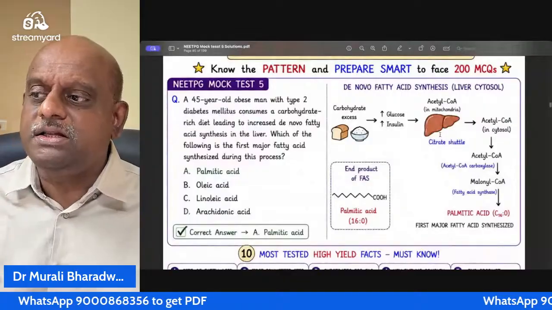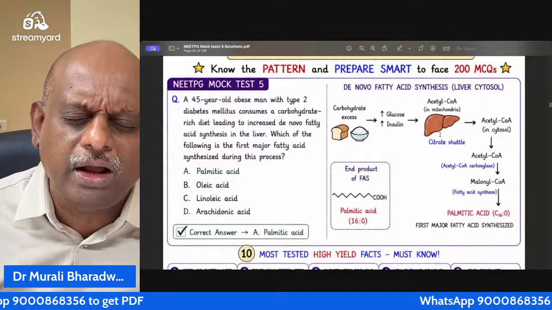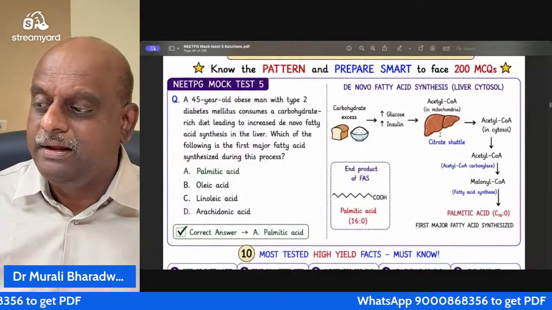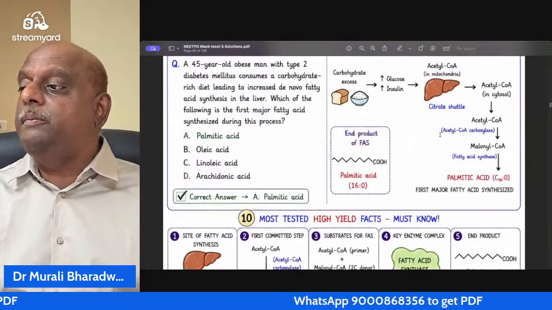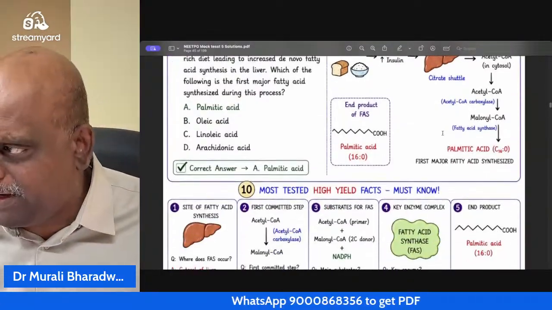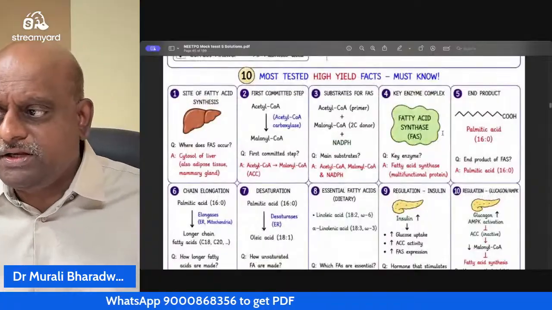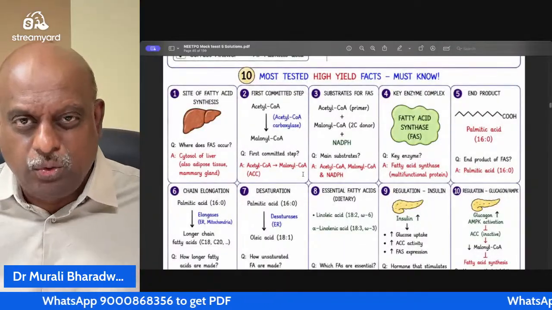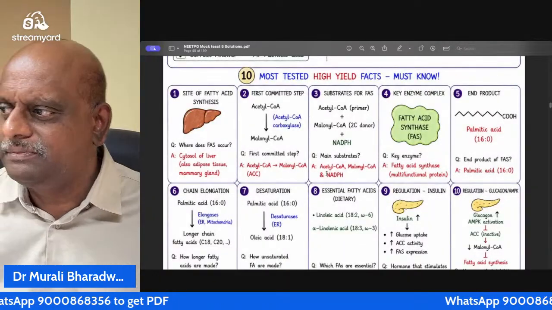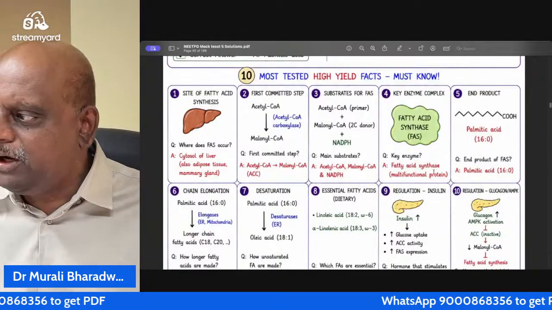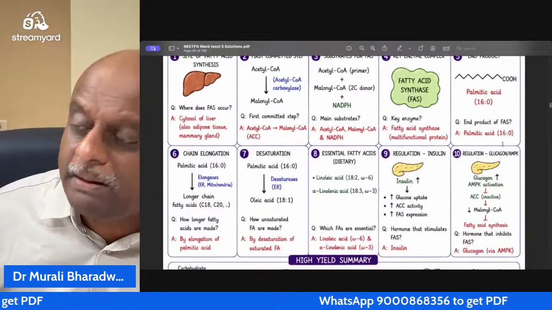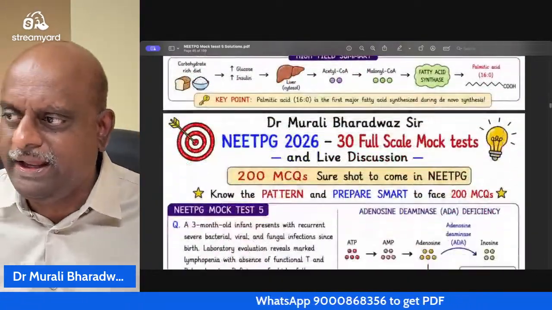A 45-year-old with diabetes, obese man. So fatty acid synthesis में first time क्या तैयार होगा? 16 carbon. Palmitic acid is the end product, 16 carbon palmitic acid. So you should know fatty acid synthesis. Acetyl-CoA becomes malonyl-CoA, 2 carbon to 3 carbon. Then malonyl-CoA ultimately will become palmitic acid is what we have to basically remember.